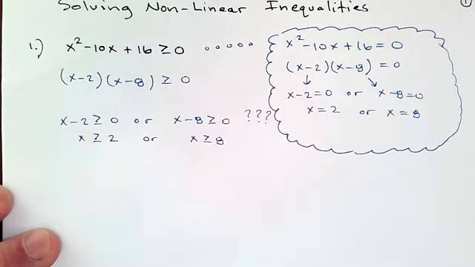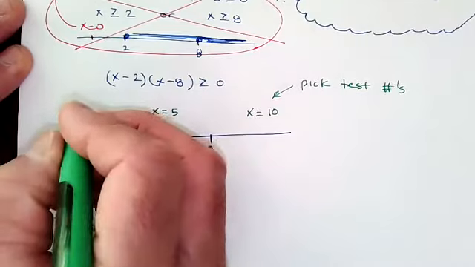The numbers that are going to go on the number line in this case are going to be 2 and 8. Those are the numbers that make each factor equal to 0. And then what we're going to do is pick test numbers in each of the regions. So something bigger than 8, any number bigger than 8. You can choose 9, you can choose 10, you can choose 100 if you want to. Something between 2 and 8, take your pick. How about I use 5?